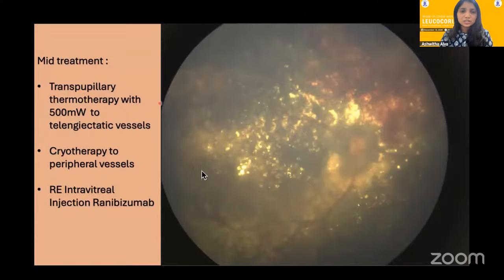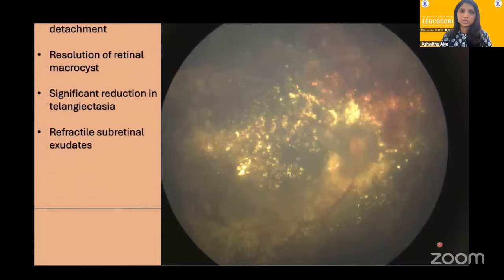This is an image in the mid-treatment cycle where we treated the patient with transpupillary thermotherapy with a power of 500 milliwatt, lasering all the telangiectatic vessels. Cryotherapy by double freeze thaw cryo was done to the peripheral vessels, especially the ones in the areas of subtotal retinal detachment. Adjuvant treatment was done with right eye intravitreal injection of ranibizumab given at 3 monthly intervals, in view of the diffuse exudates and telangiectasia that we appreciate.